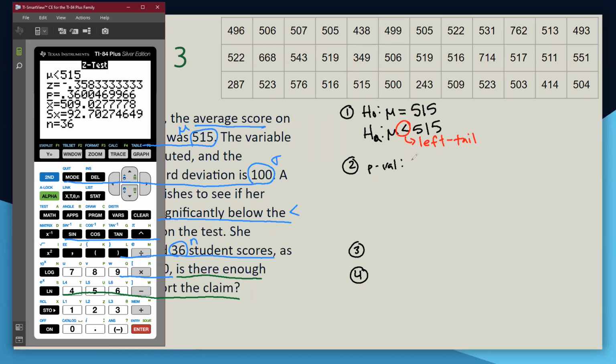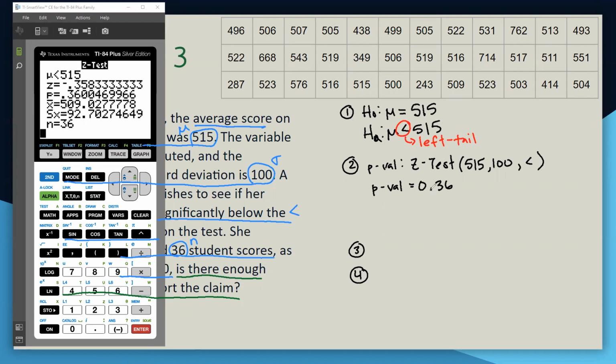So we did the Z-Test. They asked us for our population values, and then it asked us for sample data, yes, and then it asked us for our tail, which we know is less than. And it's giving us a z-score of negative 0.358 and a p-value of 0.36, which is huge.